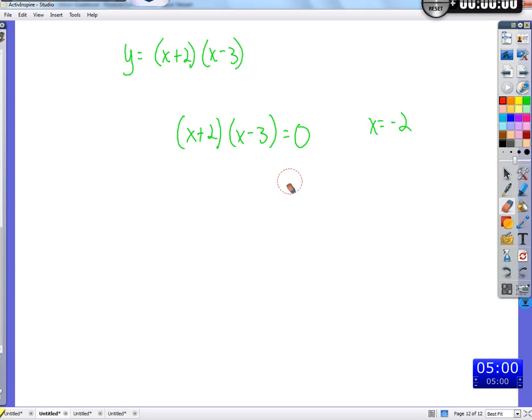X equals 3. If x equals 3, then 3 minus 3 is 0, and 0 times, it doesn't even matter what that is, you get 0 again. Any others? Any other possibilities?